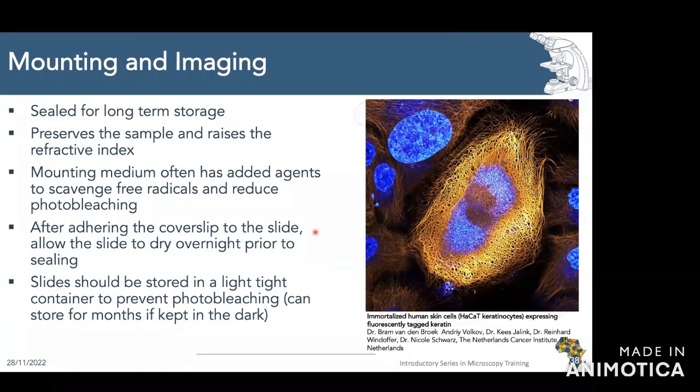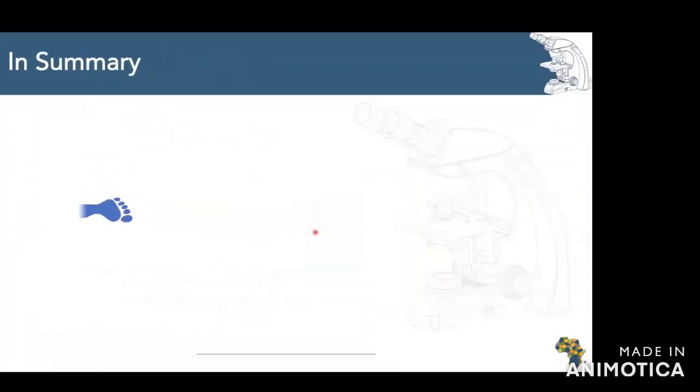When you use a mounting media, something like DAKO, you should allow the slide to cure overnight at room temperature. Don't stick them straight in the fridge, or they won't cure and won't dry. So just let them dry in the cupboard in the dark overnight, and then you can do your final sealing. All your slides, especially if you've got fluorescence, should be stored in a light-tight container to prevent any photobleaching. If you're storing them at 4 degrees, you can store them for months, if not years, if they're kept in the dark. I've imaged samples years later with absolutely no loss in fluorescence.